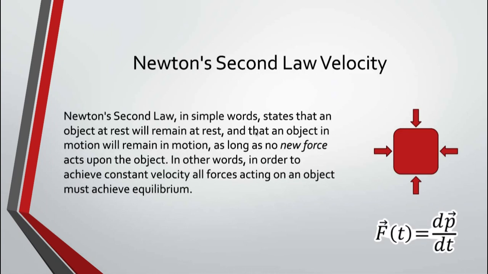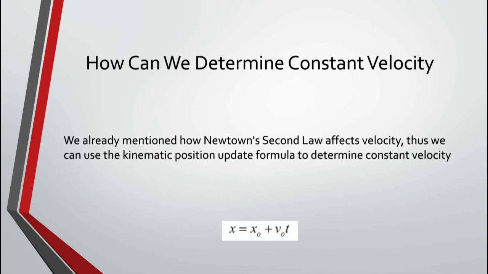What does Newton's second law have to do with this? In simple words, Newton's second law states that an object at rest will remain at rest, and an object in motion will remain in motion, as long as no new force acts upon it. In other words, in order to achieve constant velocity, all forces acting on an object must achieve equilibrium, as shown in this diagram with gravity, friction, the force applied, and the normal as well, all acting in equilibrium on an object. There's also the equation for Newton's second law right here, where force equals the change in position over time.